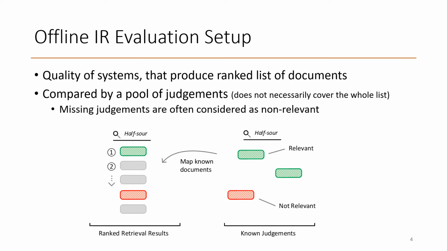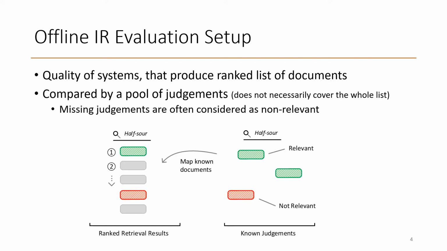In information retrieval, the setup, if you recall from our evaluation lecture, is the following. We have a ranked retrieval result from some retrieval system that we want to evaluate. And on the other hand, we have known judgments for a given query. We have a pool or a set of documents or passages that contain labels that tell us if this document is relevant to this given query.